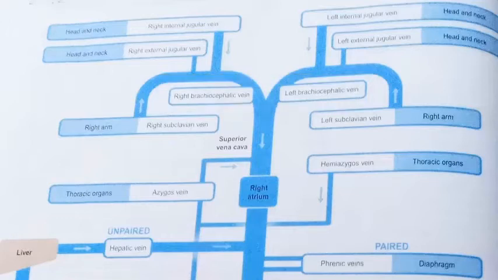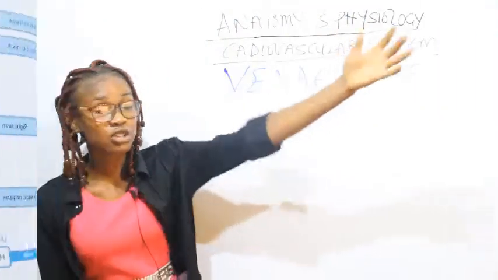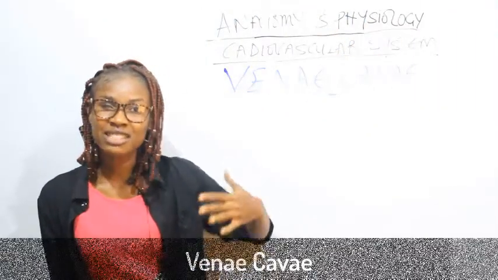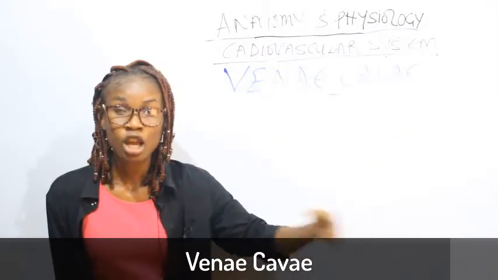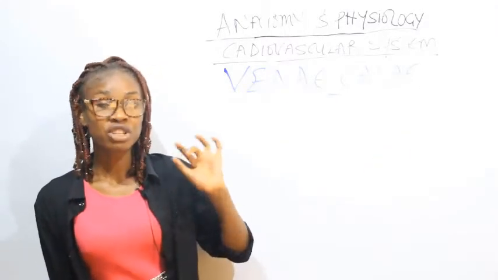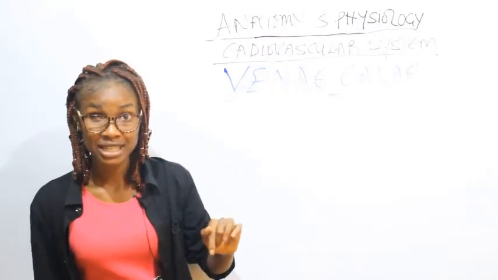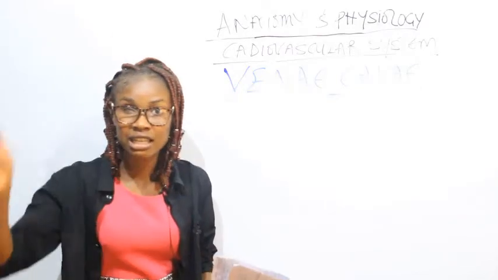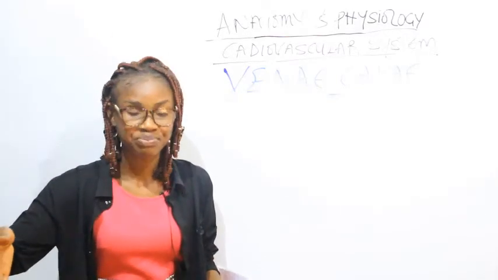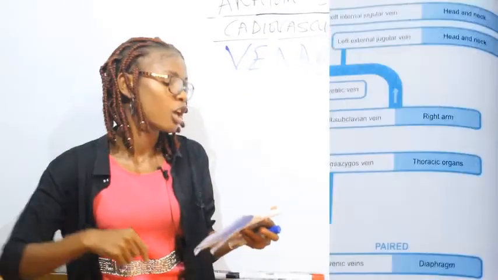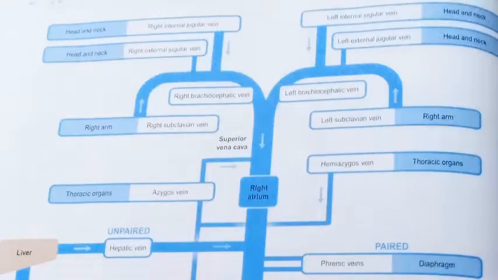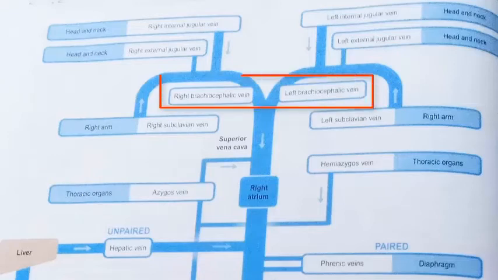Now, there is one thing with veins. There are these types of veins that are named after the artery. Just like in the previous video, we have the brachiocephalic artery, which you get at the aortic part of the aorta. This is the same thing. The only thing is, instead of saying brachiocephalic artery, you're now saying brachiocephalic vein.